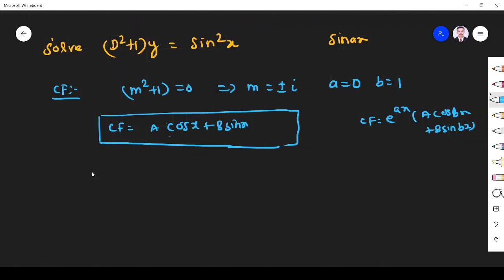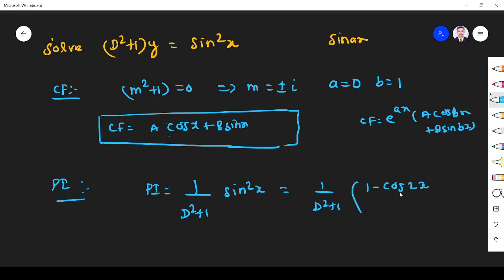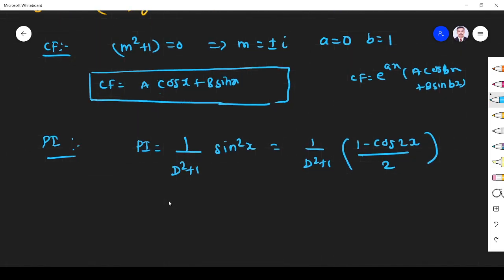Now we have to find PI. If you want to find PI, the right hand side should be in sin ax or cos ax format, not square, cube and all. So let us see how to find it. PI is equal to 1 by f of D, that is 1 by D squared plus 1 sin squared x. Now I write sin squared x as (1 minus cos 2x) divided by 2. Now it is in cos ax format.